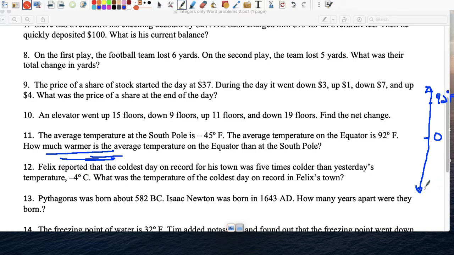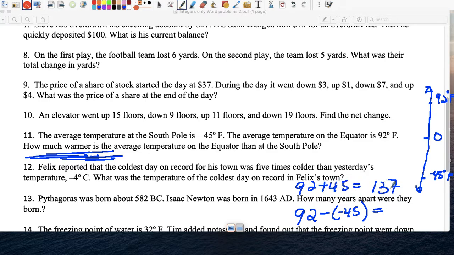And somewhere in the South Pole is negative 45. So how much warmer means that I'm going to have to take the 92 minus negative 45. Right, and that becomes 92 plus 45, which is 137. So it's 137 degrees warmer.